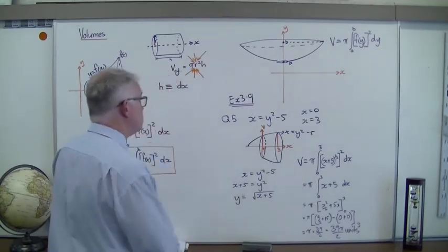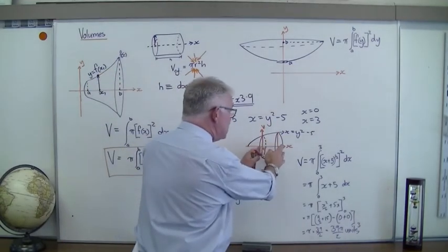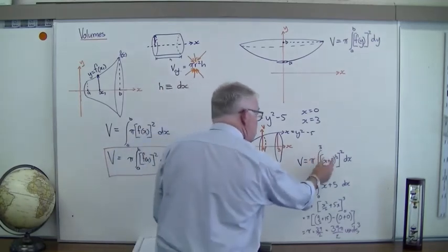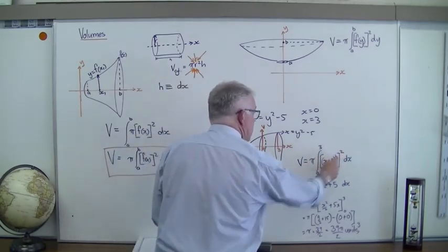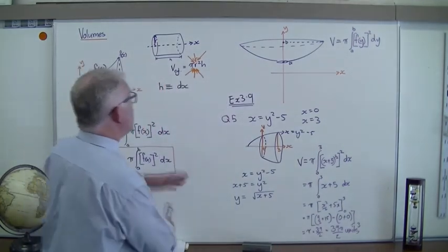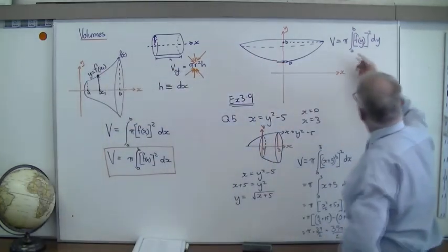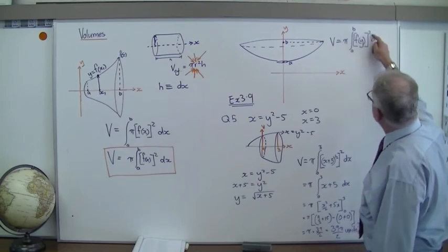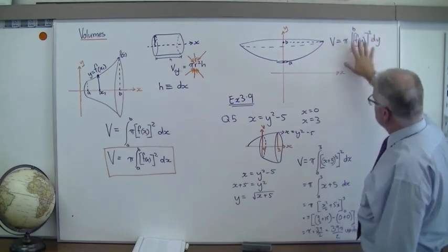Alright, so if it's around the x-axis, make it a function of x squared, have the limits, and then just do the integration. If it's around the y-axis, make sure it's a function of y squared with the limits, and then do the integration.